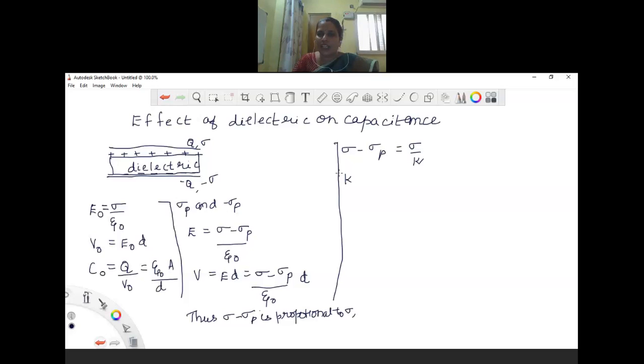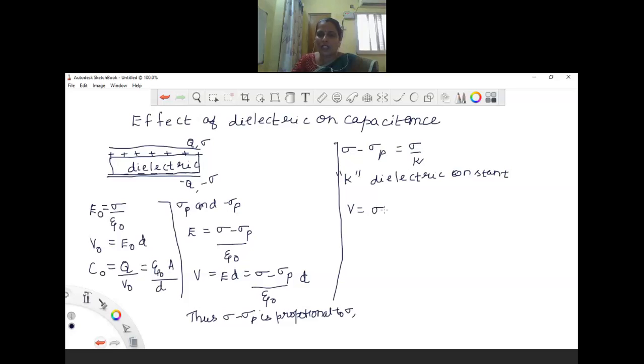And this K is the dielectric constant. Okay. K is the dielectric constant of the medium. So now we are going to substitute the value of sigma minus sigma p is equal to sigma by K in our potential difference equation. So V is equal to, we are going to substitute sigma minus sigma p as sigma by K here.